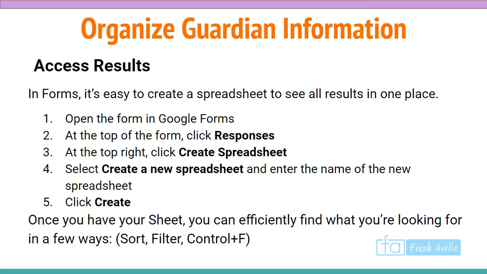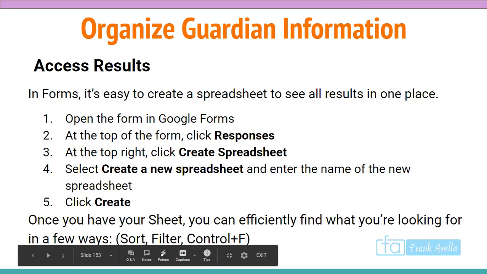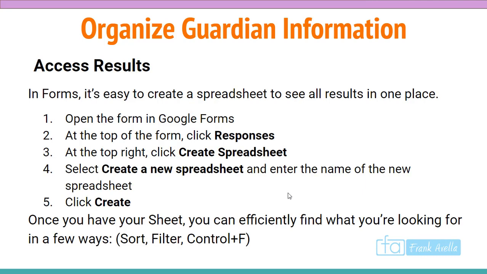So it's easy to create a spreadsheet. Even though you're going to get the results in the form, and there'll be responses there, you always want to convert it to a Google Sheet because it's easier to analyze, and you can create charts and things like that. So, open in Forms, and you're going to click Responses. Well, not the top right, I think it's in the middle. It says Responses right there, and then you're going to click Create Spreadsheet. They have a little spreadsheet icon, then create a new spreadsheet, and enter the name of the new spreadsheet. Just click Create, and you're going to have all your information stored in a Google Sheet, and that's where you want it because it's easy to analyze.